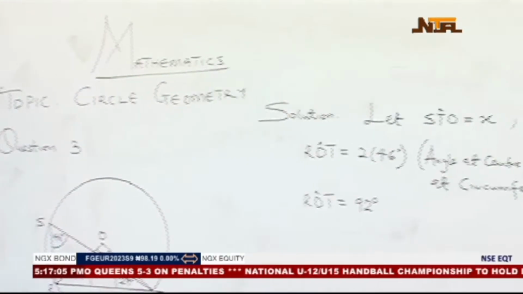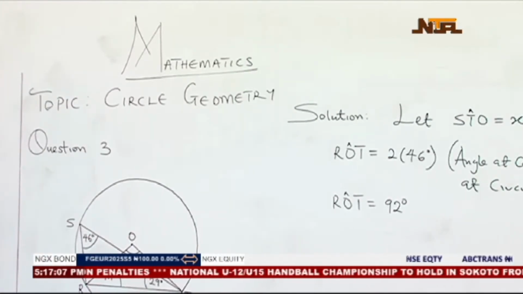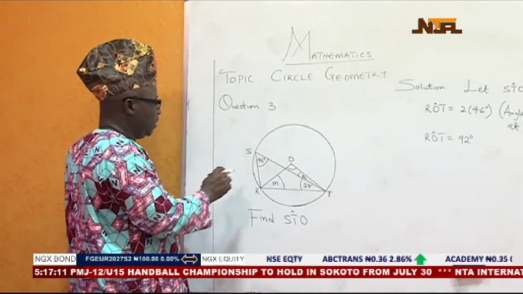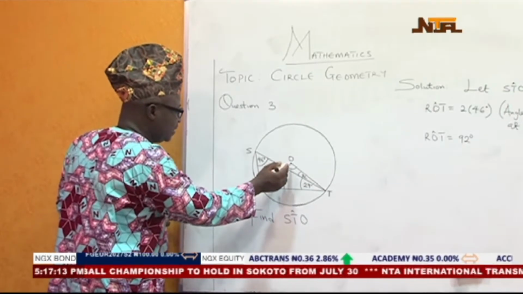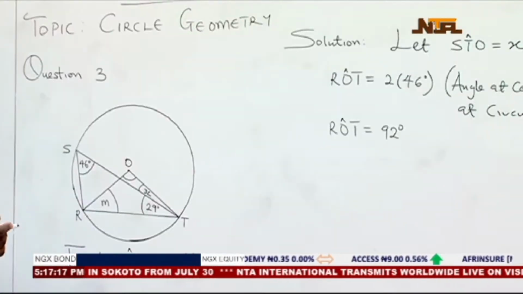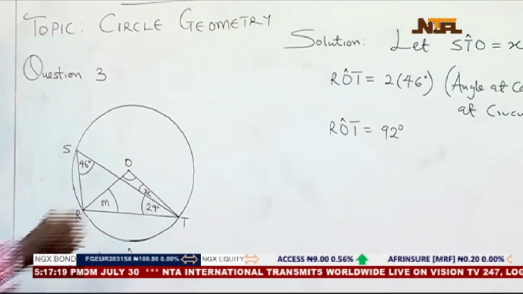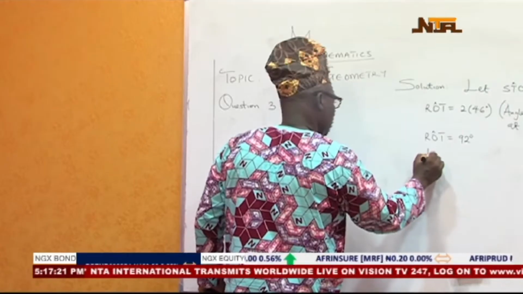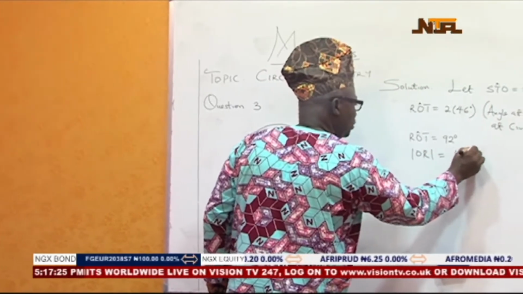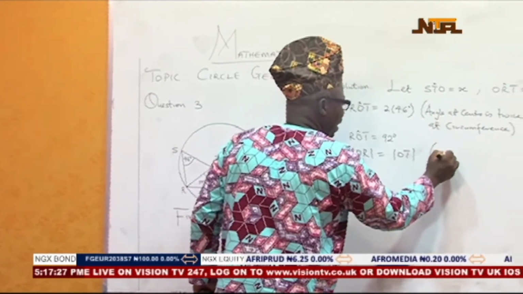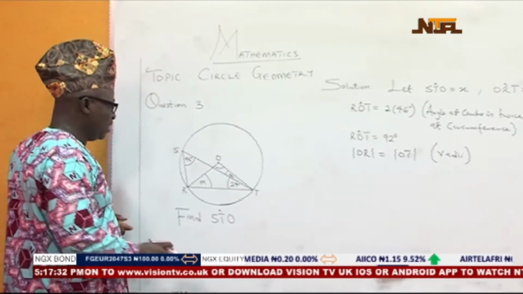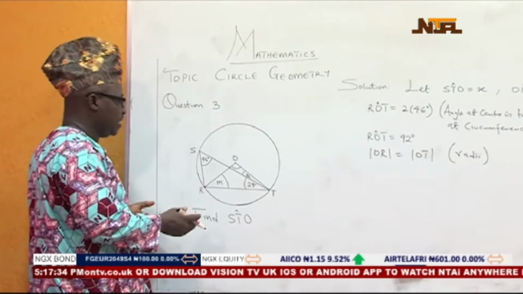Now, after getting that, we now look in the direction of the fact that OR and OT, they are radii. That is, they are equal in length. So I'll write that OR is the same thing as OT. Both of them are radii. And that implies that we are dealing with an isosceles triangle.